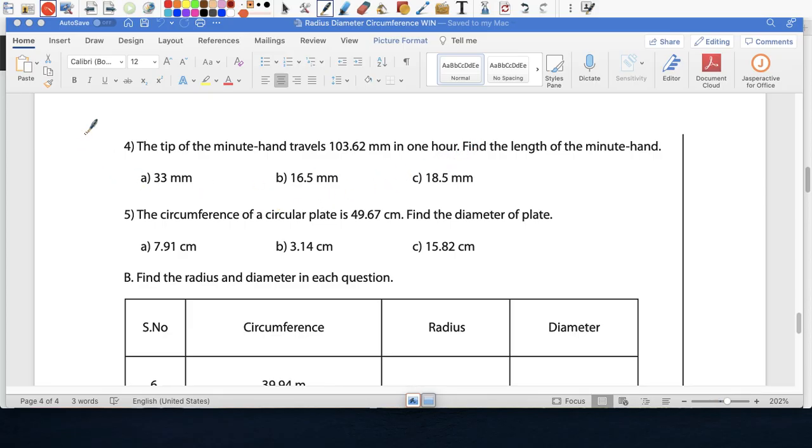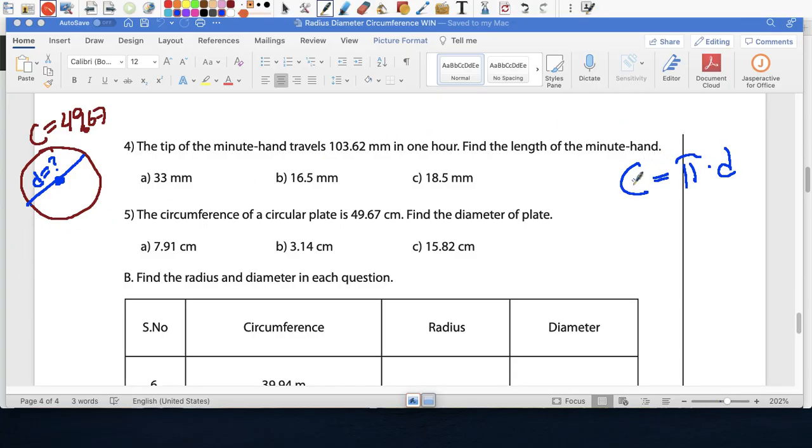Here is a circle, and it's given to us that the circumference is 49.67. And they're asking us to find the diameter. So draw a diameter. Here's a diameter, something that goes from one edge of the circle to the other side and goes through the middle. I'll put a question mark because I don't know what that is as of now. Use the formula C equals pi times d. The circumference is given to me. It says the circumference is 49.67 equals pi times d.